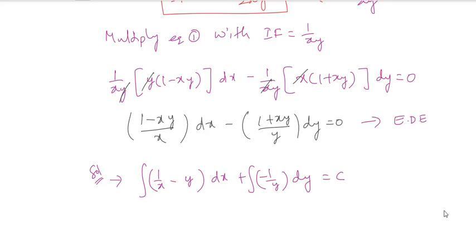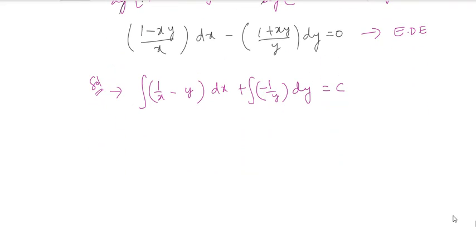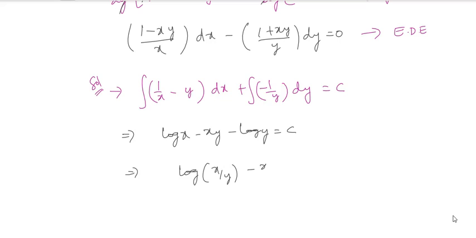So what will be the solution for that? 1 by x gives log x, minus xy, minus log y, which is equal to a constant. For some more simplification, log x minus log y is log of x by y. So log of x by y minus xy is equal to c. This is the answer for that one.